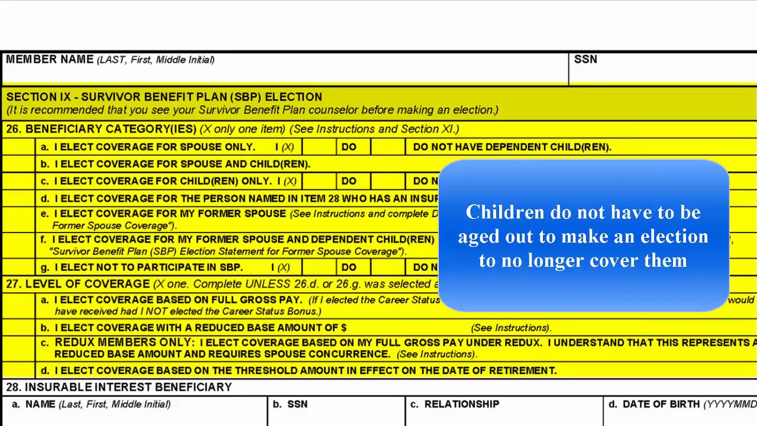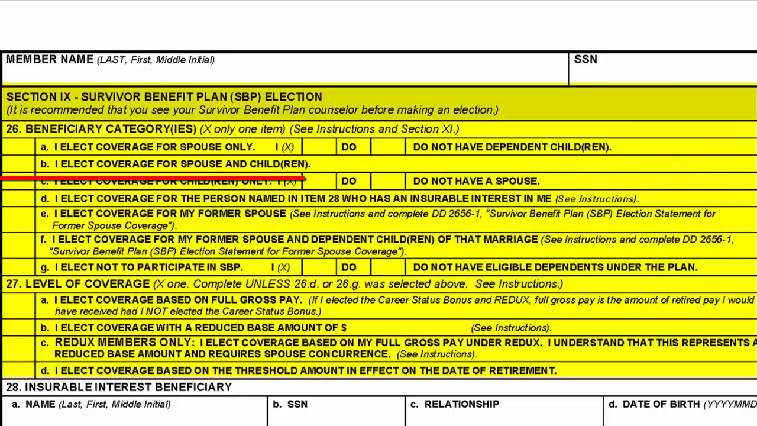You can have dependent children and still elect spouse only. Option B, I elect coverage for spouse and children. In the event your children are young enough to where you feel like the coverage would be beneficial for your spouse and your children, put an X beside B.